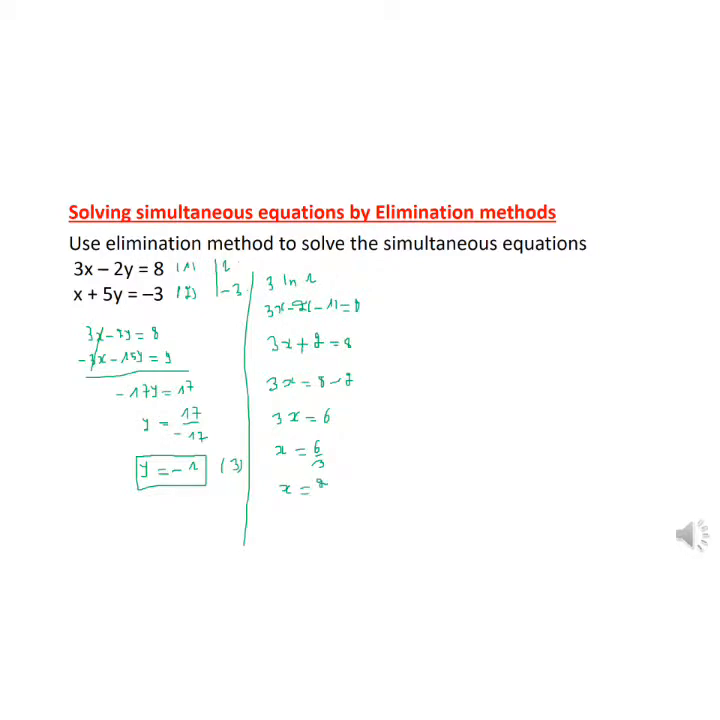So now the possible solution, the possible value which can make the following simultaneous equations true, is where the value of x is equal to 2 and the value of y is equal to negative 1. It means that this is the possible value which can make these simultaneous equations true.